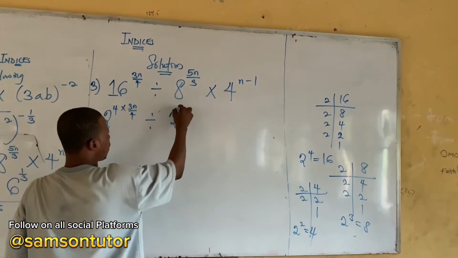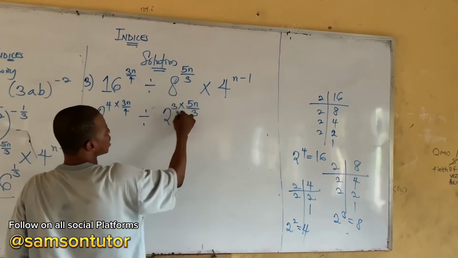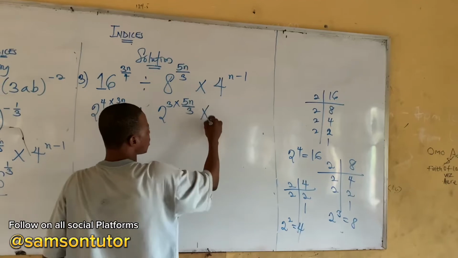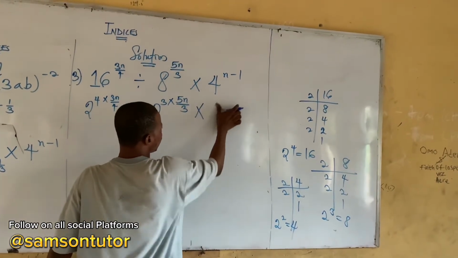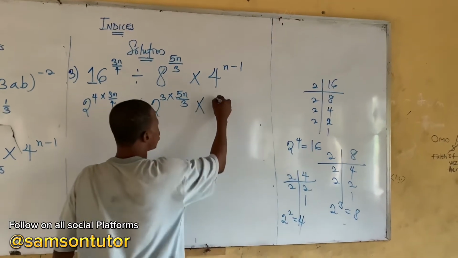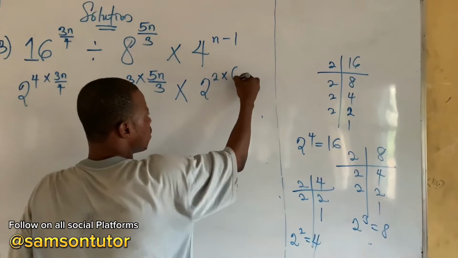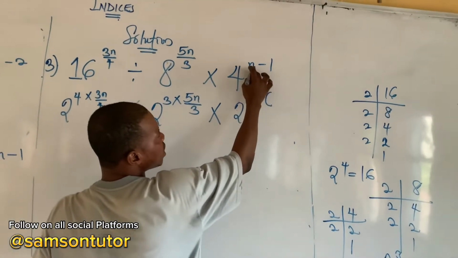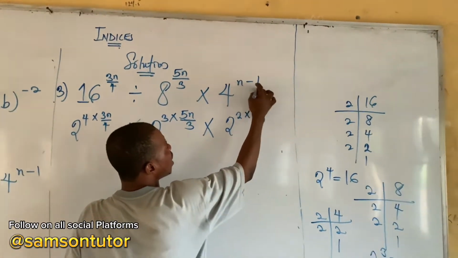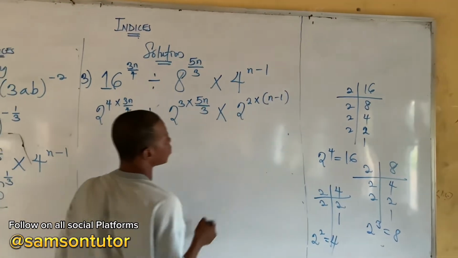So we have 2 raised to power 3 times 5n all over what? 3 times its initial power, times we have 4. Oh, sorry. 4 can be reduced to the lowest base of 2, which says what? 2 raised to power 2. This one times in bracket. I am making this one in bracket because there are 2 numbers in one, which is n minus 1.